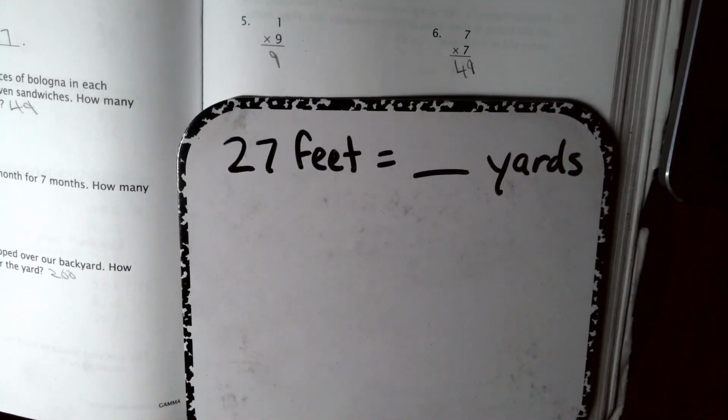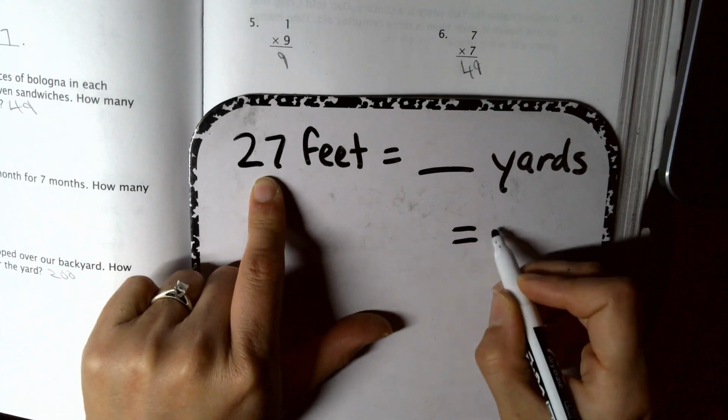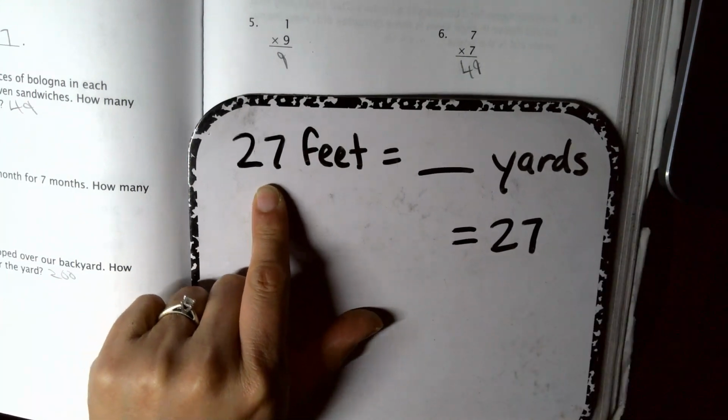We look at that and we say, what's bigger, feet or yards? Yards is bigger. So that means since yards are bigger, I'm probably going to need less of them to measure a field. I'm probably going to need more feet because they're so tiny that in order to measure that same field, I would need more of those. So since this is going to be my bigger number, that's going to be the equals part, equal 27.